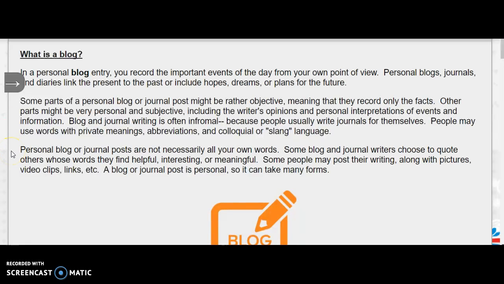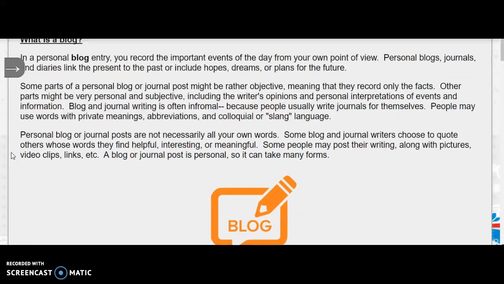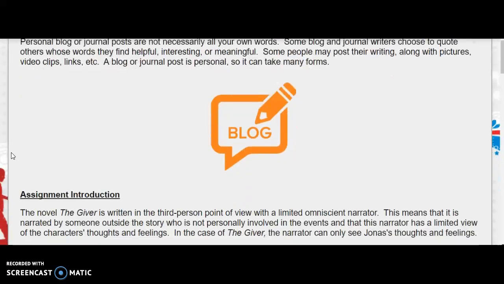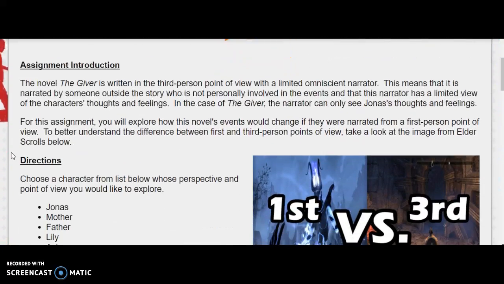Personal blog or journal posts are not necessarily all your own words. Some blog and journal writers choose to quote others whose words they find helpful, interesting, or meaningful. Some people may post their writing along with pictures, video clips, links, etc. A blog or journal post is personal, so it can take many forms. Now we know what a blog is, let's find out more about the assignment.